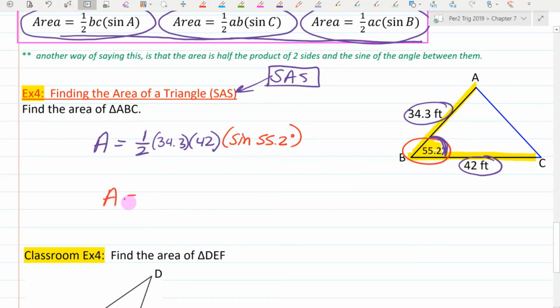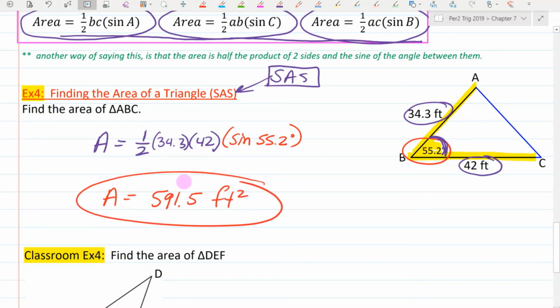So the area of the triangle is 591.5 square feet. Now, when you're doing this, I think that you can even use 0.5 right there for the 1/2, or you can multiply all these together and then at the end divide your answer by 2, however you want to use your calculator, okay? All right. That should be easy enough.